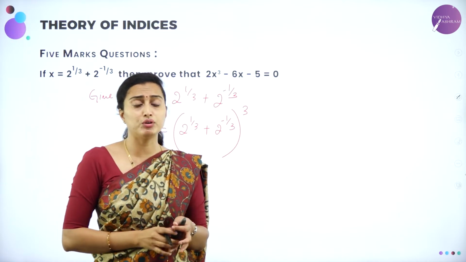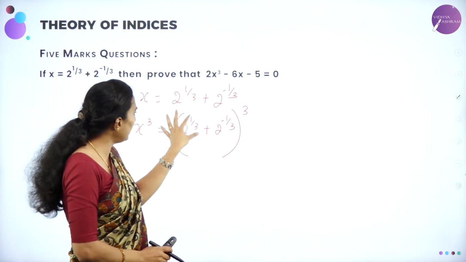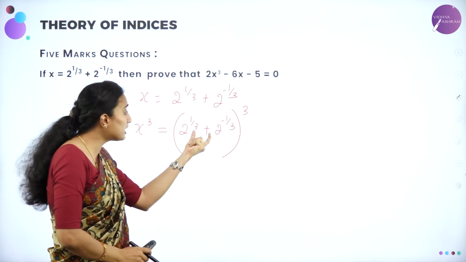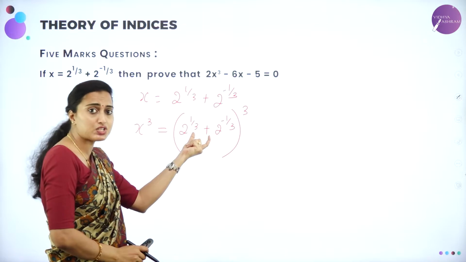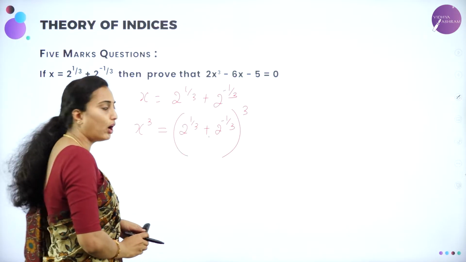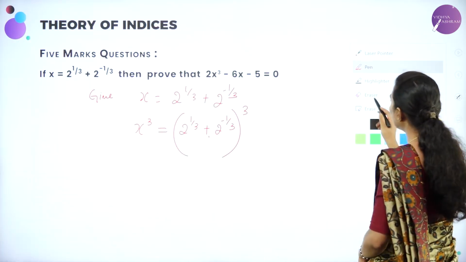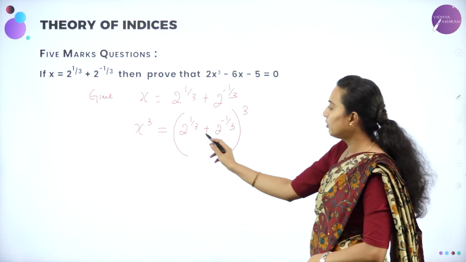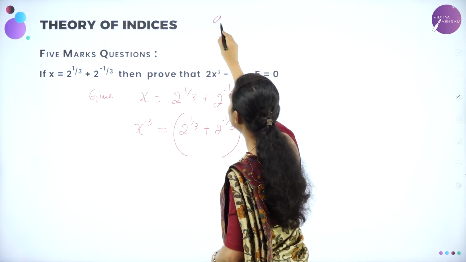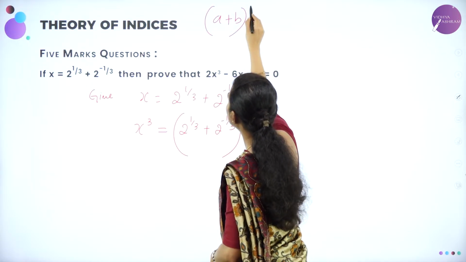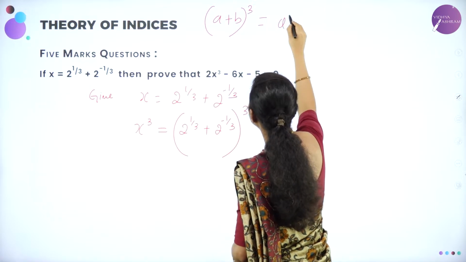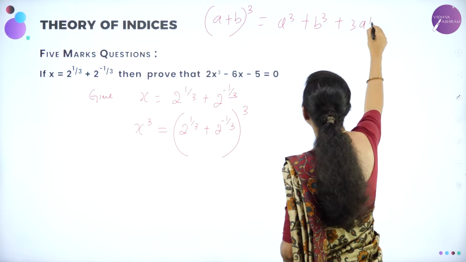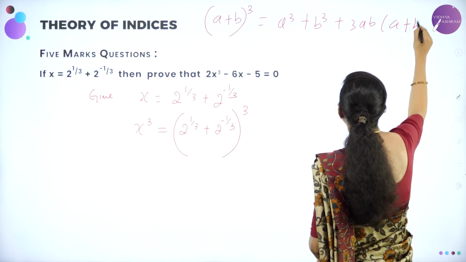That is a mistake you are going to do, dear students. Don't raise power each. Whole. If it is only a single term, you can raise. If it is a summation or a subtraction, you need to take the whole power. Got? So therefore, this is according to what formula? A plus B whole cube. What will that be? A cube plus B cube plus 3AB into A plus B.